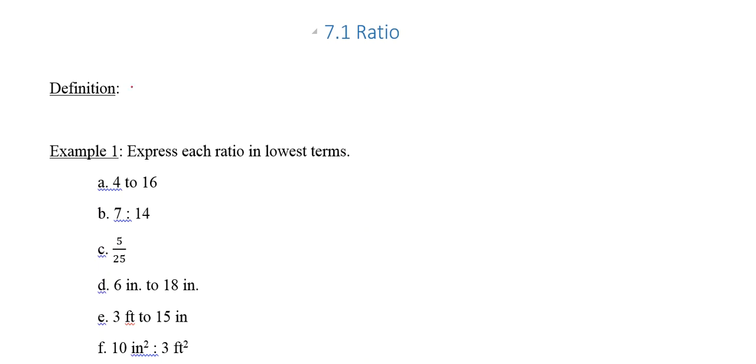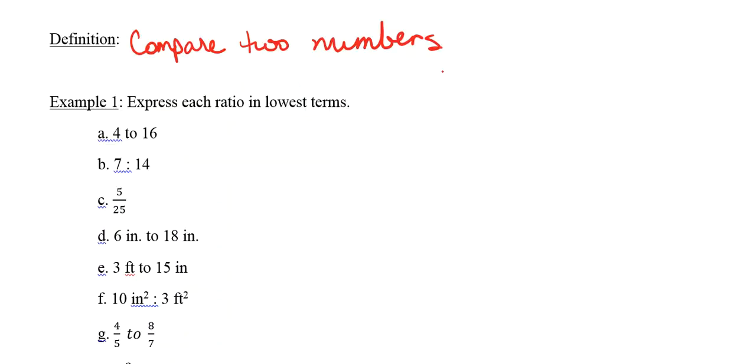So let's quickly write down our definition. It's when we compare two numbers. Now that comparison can be written using the word to. It can be used with a colon. It can be used as a fraction. Those are the three main ways that we'll see it.